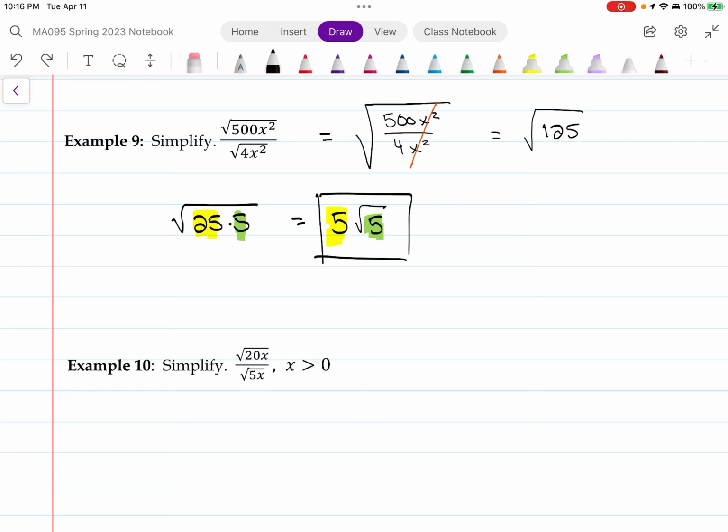All right, so we're going to rewrite this as the square root of 20x over 5x, and now it's all under the radical, and I can cancel. And then 20 over 5 is 4. So I get the square root of 4. What is the square root of 4? It is 2. So the answer is 2.